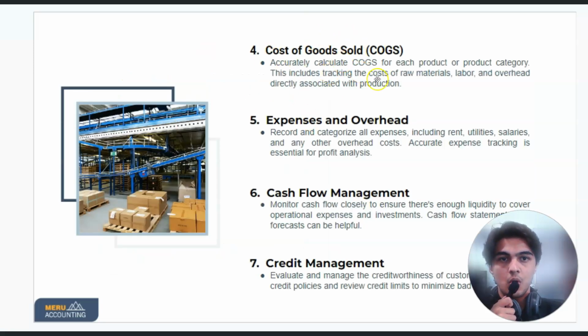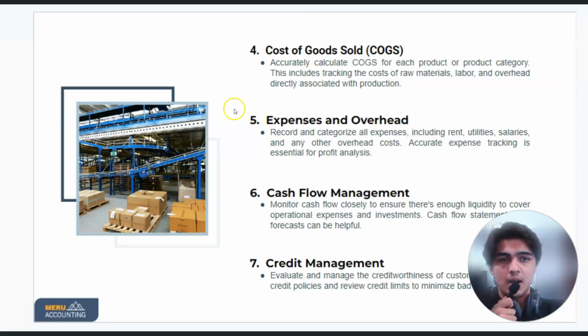Next is cost of goods sold. You will need to calculate the COGS for each product or each product category that you have been selling. This will need to track the cost of your raw material, your labor, your overhead cost, or directly associated cost with the production that you are doing.